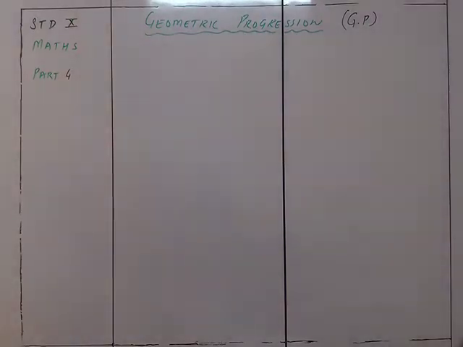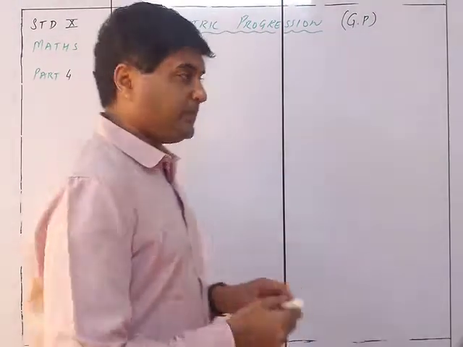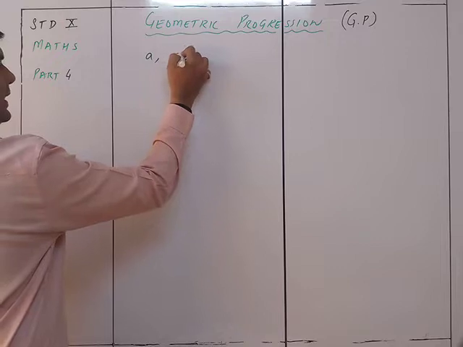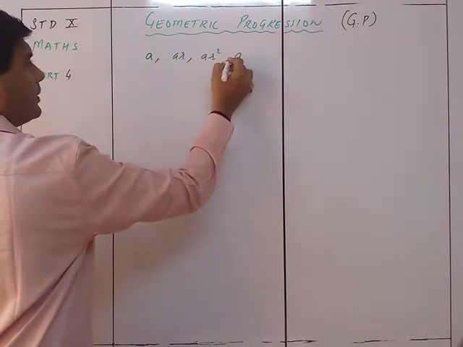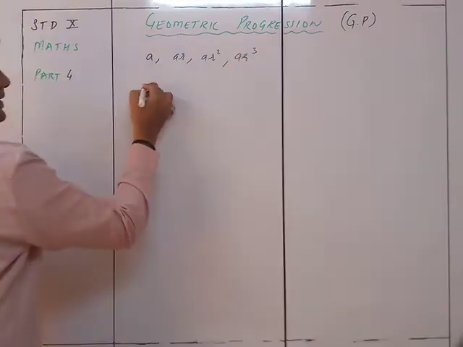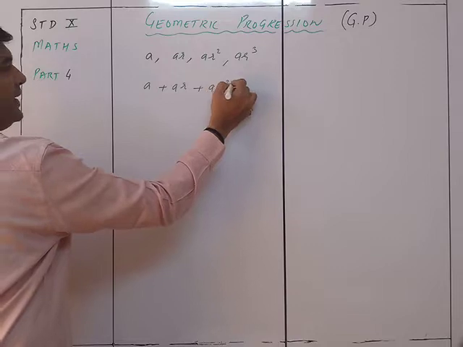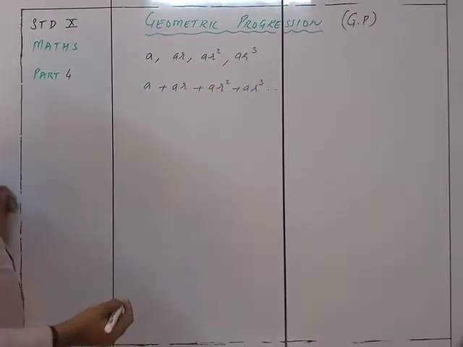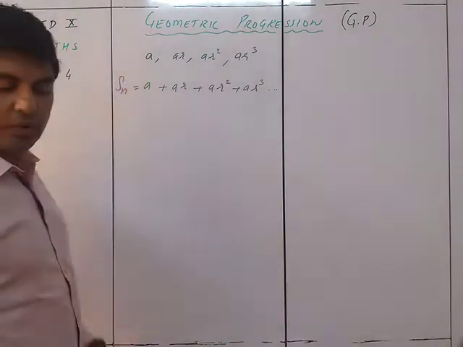So we now come to the next part of the chapter, that is the sum of n terms of a GP. So suppose I have the numbers as A, then AR, then AR square, then AR cube. So when I'm adding it up, it is nothing but A plus AR plus AR square plus AR cube and so on. That is basically what we are going to do: Sn will be equal to this form.